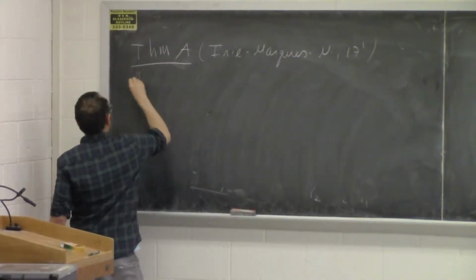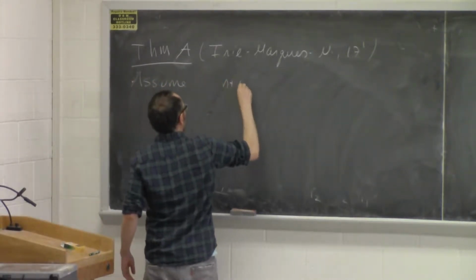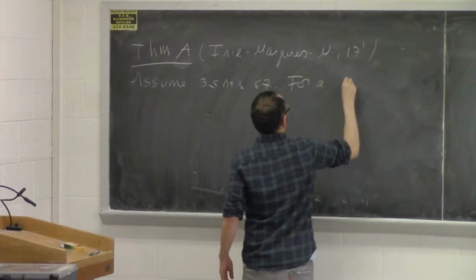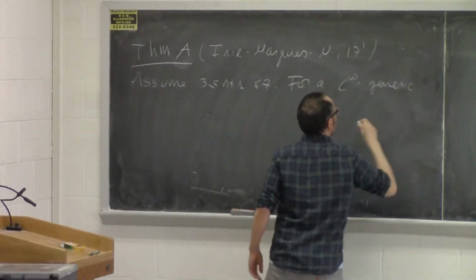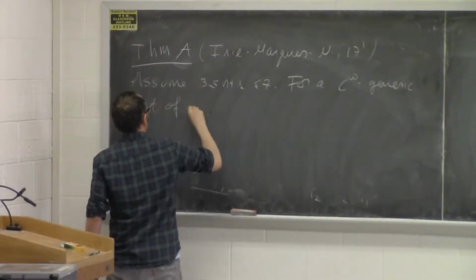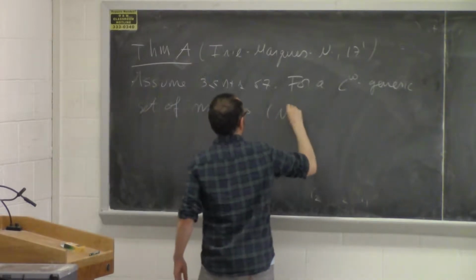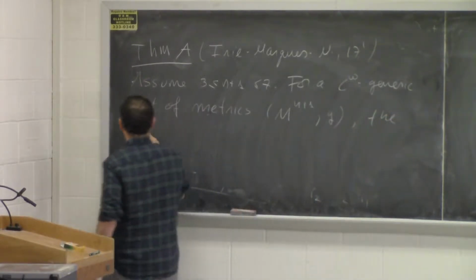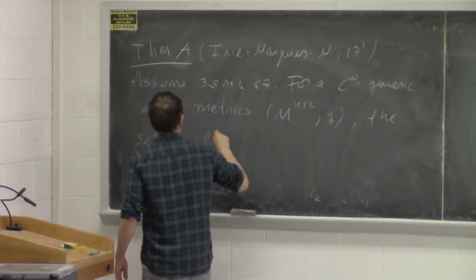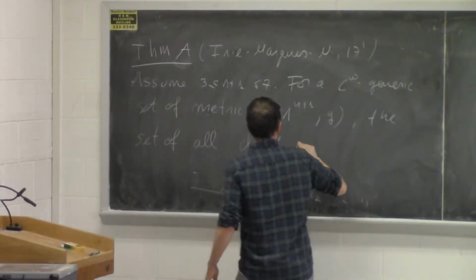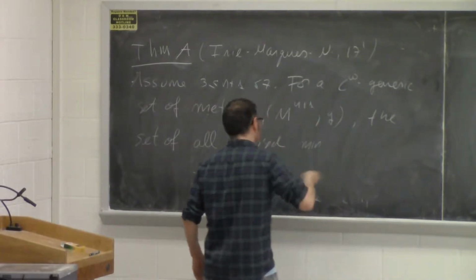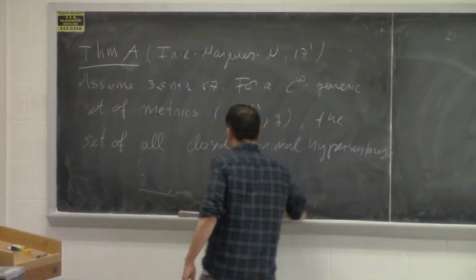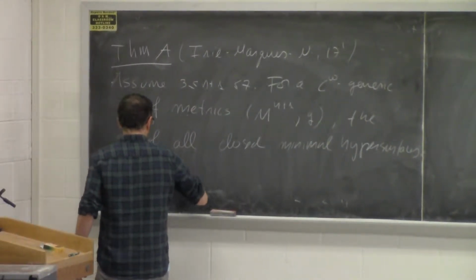And the theorem is that, let's assume that the ambient dimension is between 3 and 7. Then the theorem is that for a C infinity generic set of metrics on a closed manifold of dimension n plus 1, the set of all closed minimal hypersurfaces is dense. And when I say minimal, I always mean smooth and embedded.